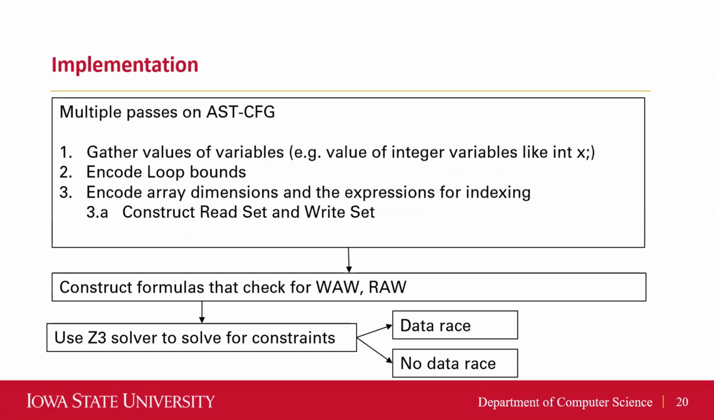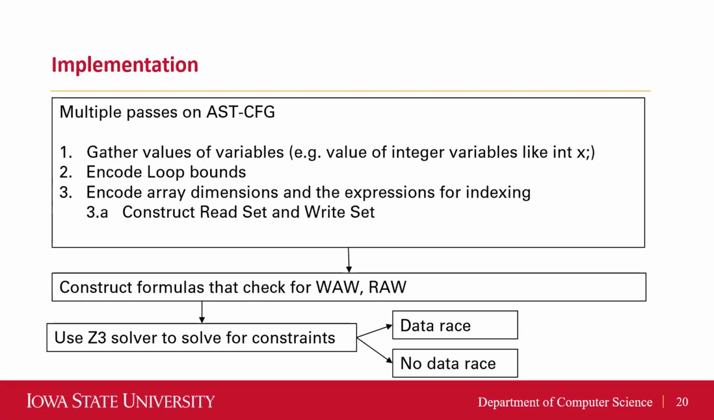So in terms of implementation at a higher level, we do multiple passes on the AST CFG. In the first pass, we gather the values of the variables. Due to its limitations, we only collect the integer variable values at this moment. In the second pass, we encode loop bounds, so what are the boundaries for the induction variables? In the third pass, we encode array dimensions and the expressions used for indexing the array, and at the same time we construct a read set and a write set. Using that information, we construct formulas that check for write after write and read after write.